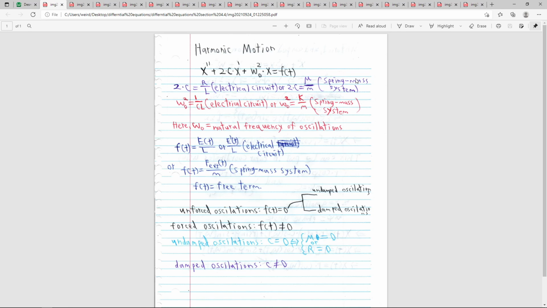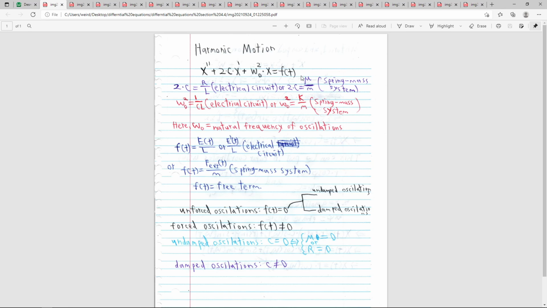We're just going to look at harmonic motion here. In this section, it's all about harmonic motion, which can be represented as a second-order differential equation of the form x double prime plus 2c times x prime plus omega naught squared, one way of representing that, times x equals f of t.